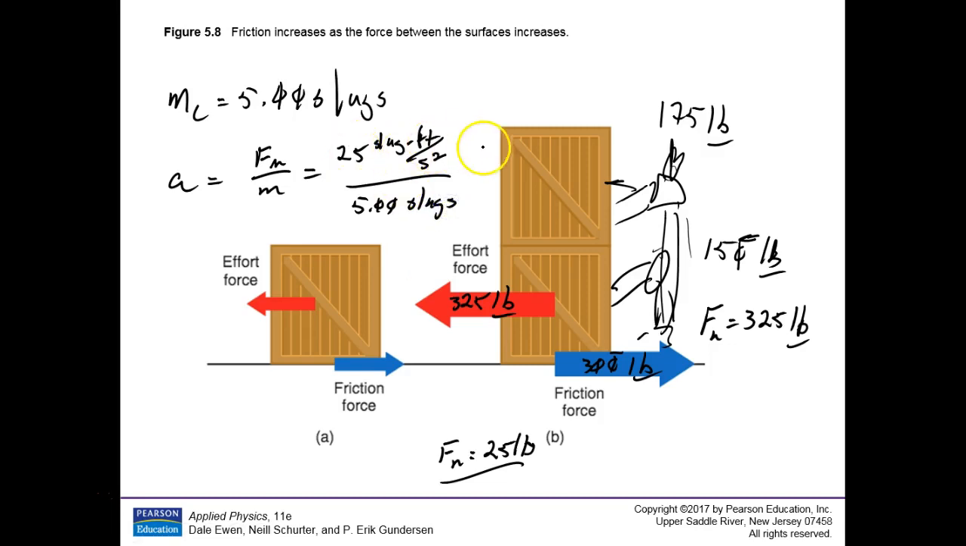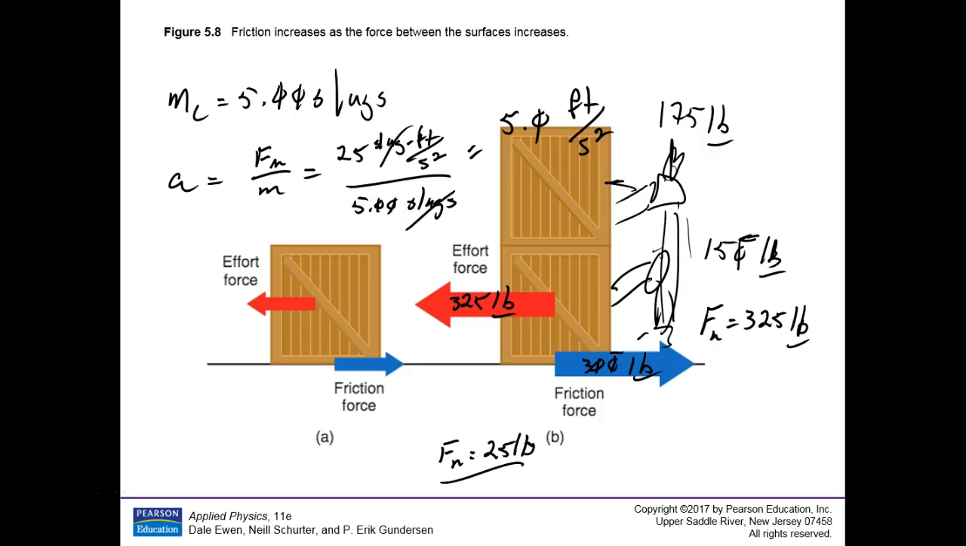And what do you get as an answer? 5.0. Two significants there, three there, go with the lower. 5.0, what unit? Feet per second squared. So that's its acceleration. Good for you. Perfect answer. Okay, notice we use the conversion factor to change the acceleration units.